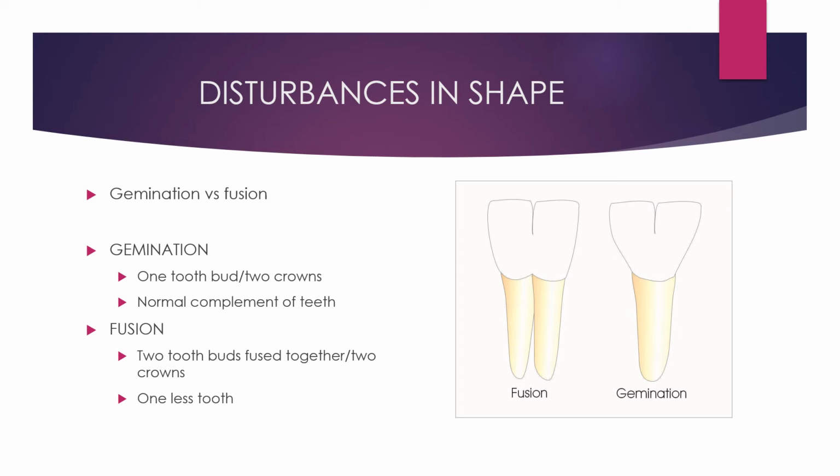So if you were to count the number of teeth present in the arch, you would find the normal complement of teeth. Fusion, on the other hand, is two tooth buds fused together with two crowns. So when you're counting the normal complement of teeth, you will get one less tooth.